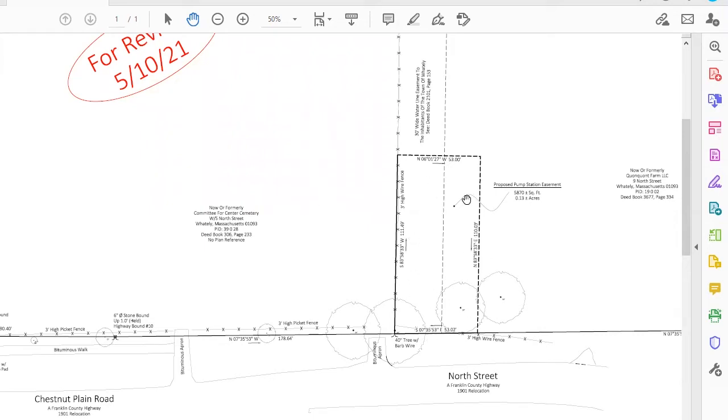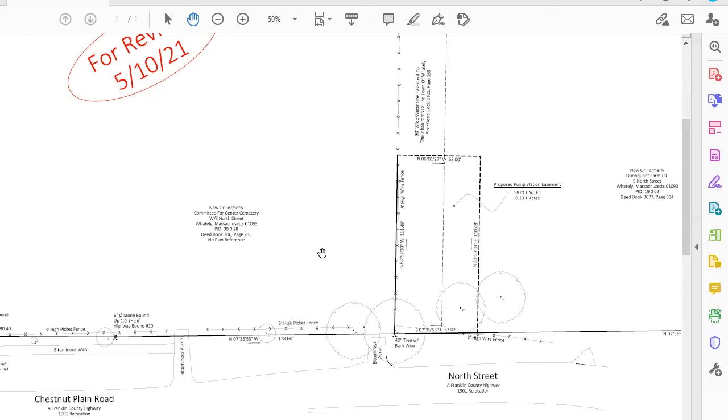So hopefully we can get this finalized. The ZBA can issue the special permit. I believe they meet September 2nd, possibly with a 20-day appeal period. So that would have us pouring concrete sometime in early October, which is still less expensive because we don't have to heat anything.